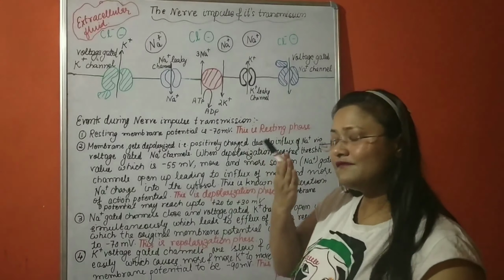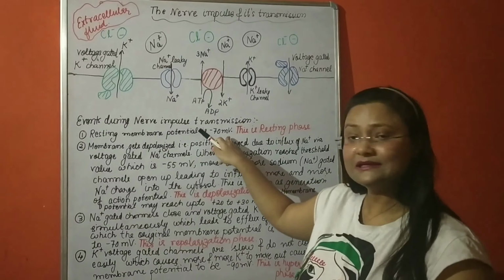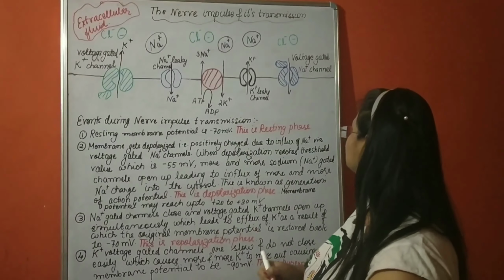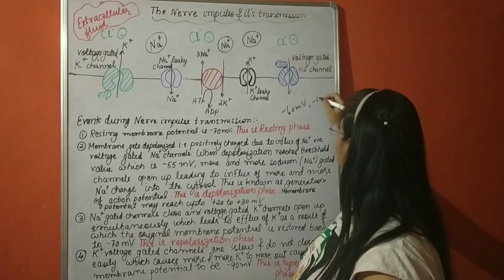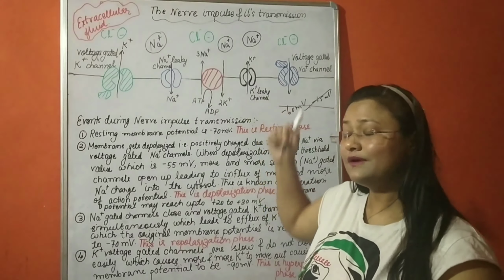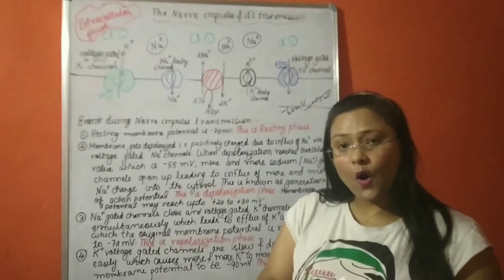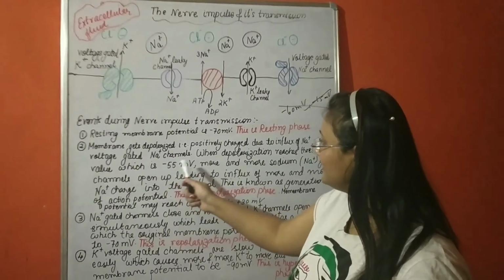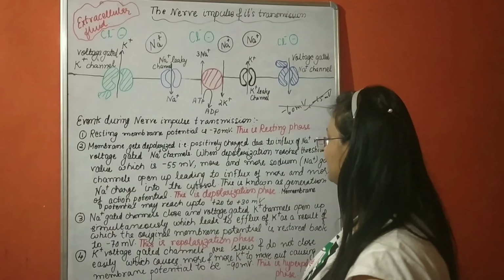Like if very few sodium ions are coming inside and the membrane potential reaches only around minus 60 millivolts or minus 65 millivolts, then an action potential will not be generated. The generation of an action potential is an all or none event. Only if minus 55 millivolts is achieved will the action potential be generated.